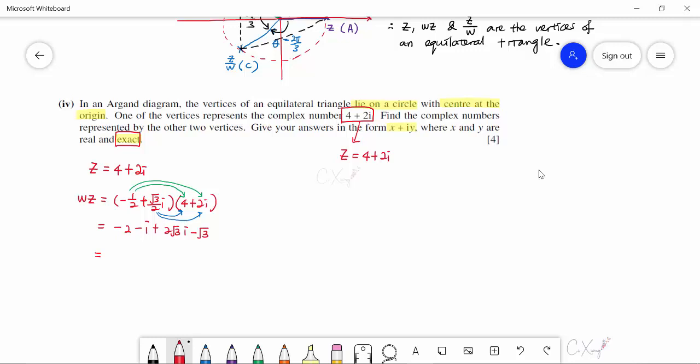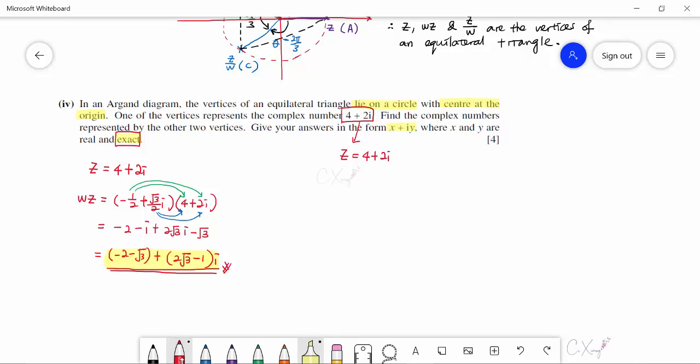Okay, so you try to group the real part with real part, imaginary part with imaginary part, and therefore you are having negative 2 minus square root 3 plus 2 square root 3 minus 1 i. So this is the other complex number for the second vertex of the equilateral triangle. And this is in exact form, that means it is in the third form.